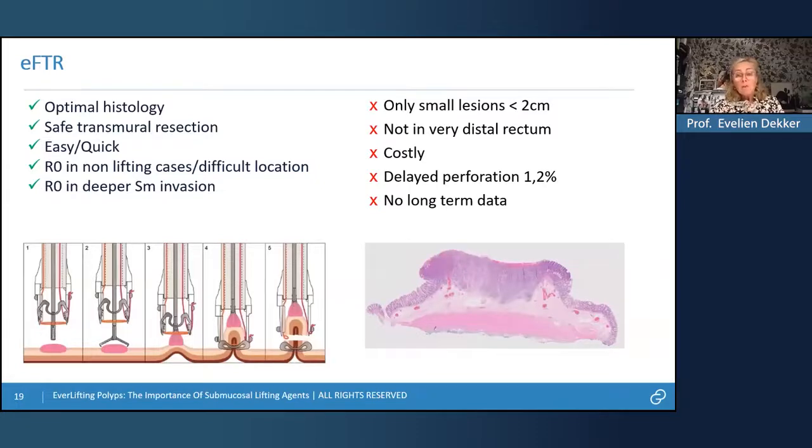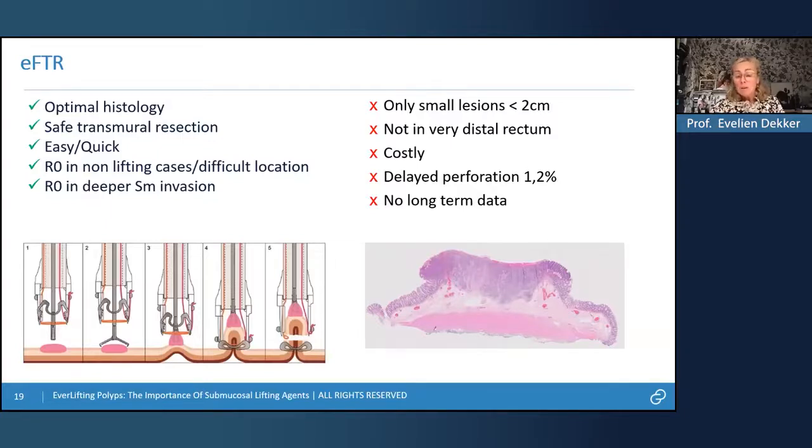EFTR is another option, the idea is that we make a perforation by cutting the whole lesion through all the layers of the bowel, but before doing so, we already close the perforation, as you can see in the schematic drawing on the left hand. It provides you with optimal histology. It's a safe transmural resection. It's easy and quick. There's R0 possibility in non-lifting cases or difficult location, and also in deeper SM invasion, it provides you with a good diagnostic biopsy.